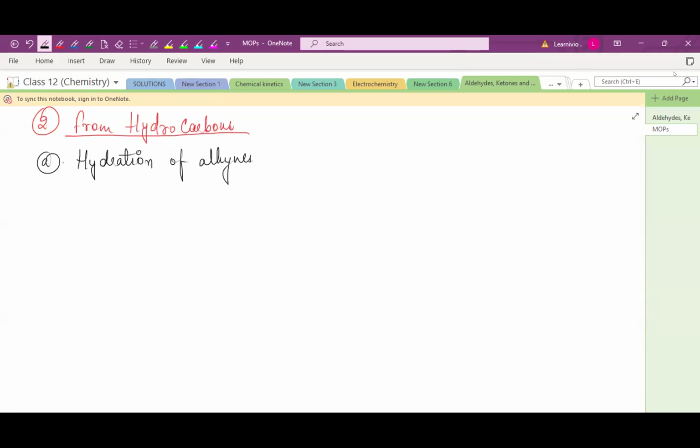So by hydration of alkyne, you can also prepare the ketone. Now let's see how we can prepare it. Suppose we have an alkyne. What is an alkyne? A carbon-carbon triple bond. Suppose this is a symmetrical alkyne, and we are doing the hydration. I have water there.